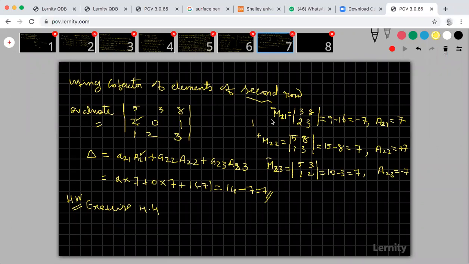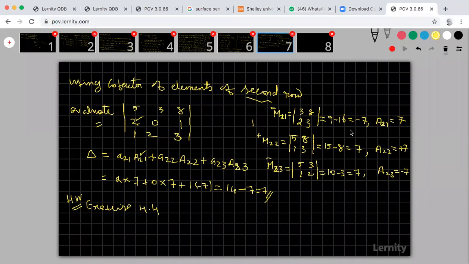What is the cofactor of 21? First of all, find the minor of 21. What is the minor of 21? How to find this minor? Leave this column, leave this row, take that 3, 8, 2, 3. And what is the determinant value? 9 minus 16. That is minus 7.